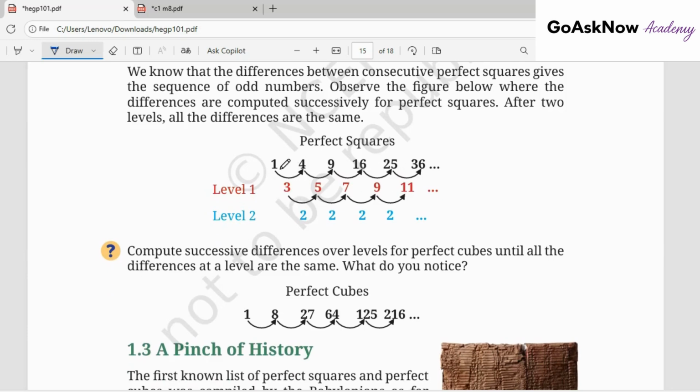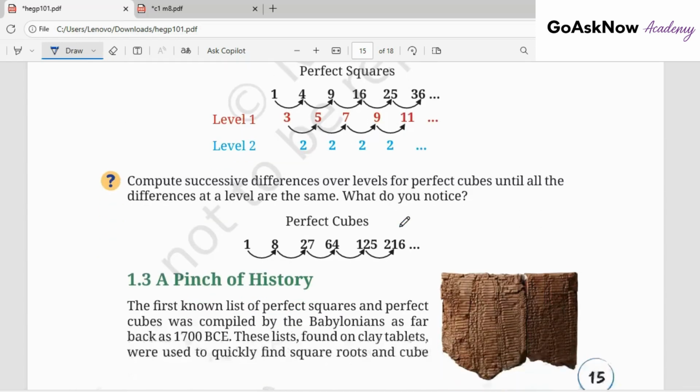The difference between 4 minus 1 is 3. The differences are 3, 5, 7, 9, 11. Then the difference between 5 minus 3 is 2. 7 minus 5 is equal to 2. 9 minus 7 is equal to 2. 11 minus 9 is equal to 2.